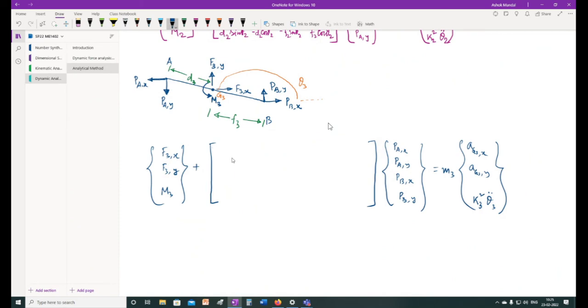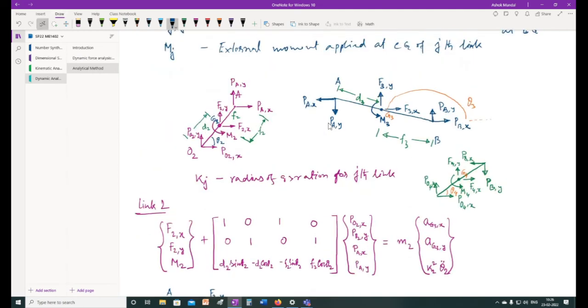Now help me to write down these quantities. What is the first row? -1 0 1 0. What about the next row? 0 -1 0 -1. Because these quantities are positive, these are negative. Okay, now carefully tell me about the last row. I'm writing it correctly. D3 sin theta 3, minus D3 cos theta 3, F3 sin theta 3, minus F3 cos theta 3. Is it fine? Yes, sir. Let me complete this.